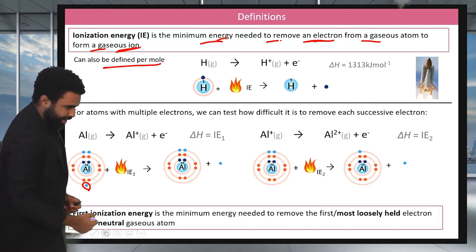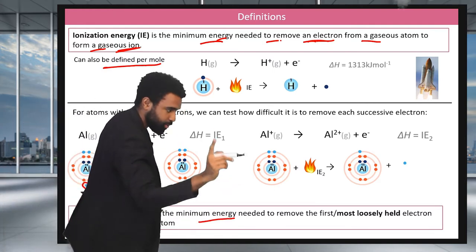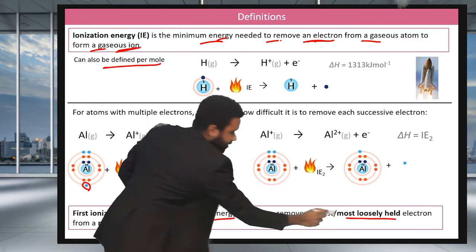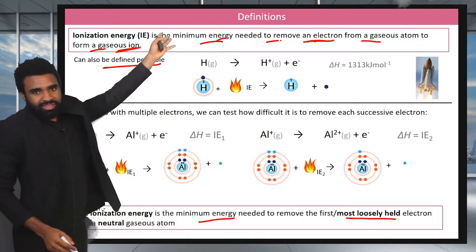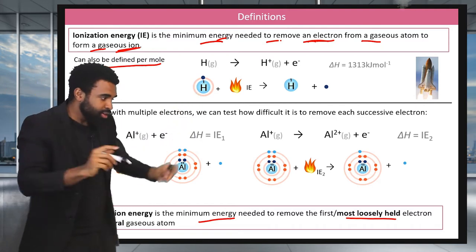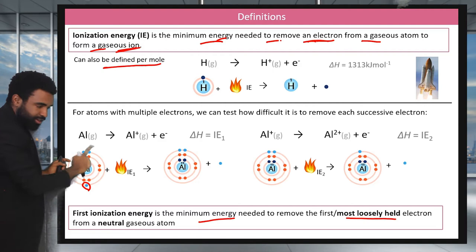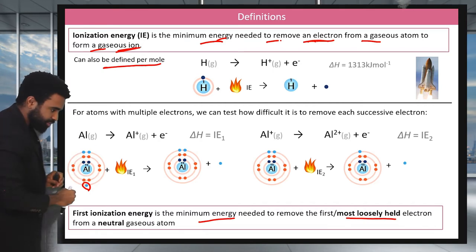We define it then as the minimum energy required to remove. Here's the difference between these two definitions. Here we have the most loosely held electron. Ionization energy is just any electron. First ionization energy is the most loosely held electron, which is usually the electron that's most outside of the atom.